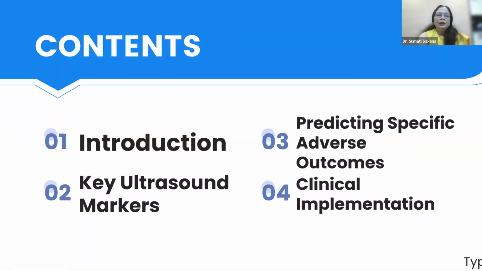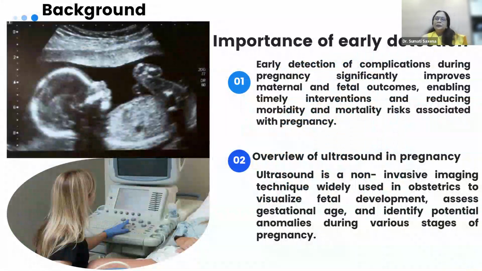Okay. So my presentation will go through all these points like introduction, what are the key ultrasound markers, and what are the specific markers predicting adverse outcome and their clinical implementation. So, as all of us know that ultrasound plays a vital role in early detection of pregnancy anomaly and complication, and if we are aware of these complications early in the course of pregnancy, we can timely intervene and do the proper management, and so there is decreased risk of mortality and morbidity in the pregnancy.